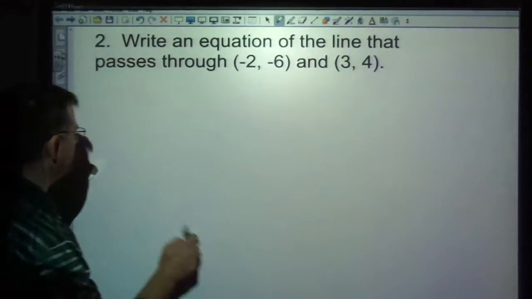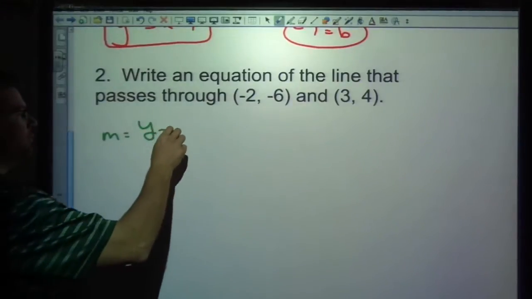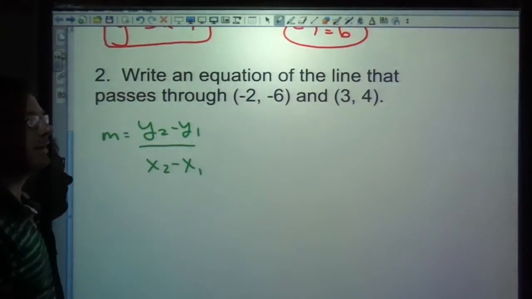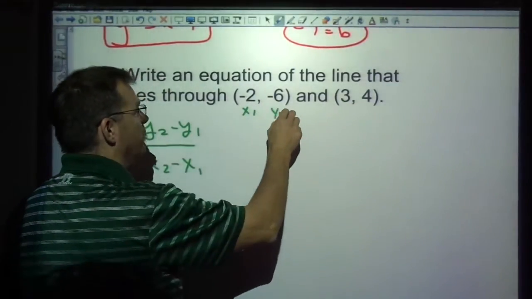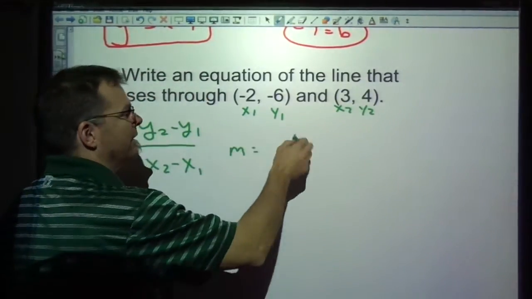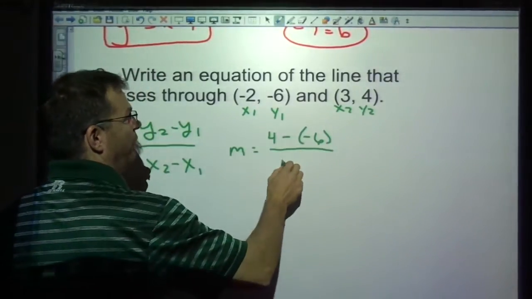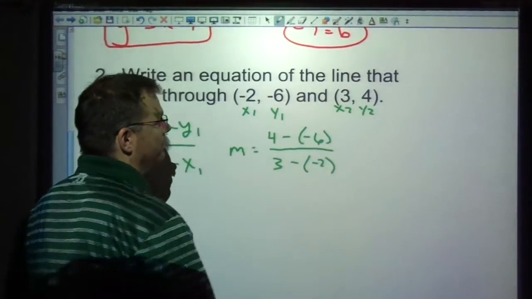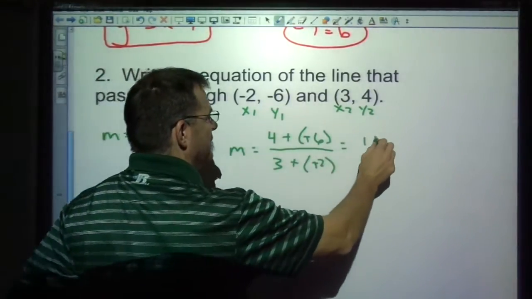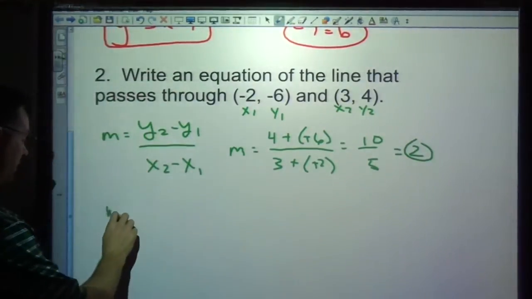The slope formula you should definitely write down and put a box around. Slope is equal to y2 minus y1 over x2 minus x1. Make sure that you get that in your notes. x1, y1, x2, y2. For us, 4 minus -6, we're always subtracting, over 3 minus -2. When we have a problem like this with a minus and negative, we add the opposite. That gives me 10 over 5, which is 2. So that is the slope.